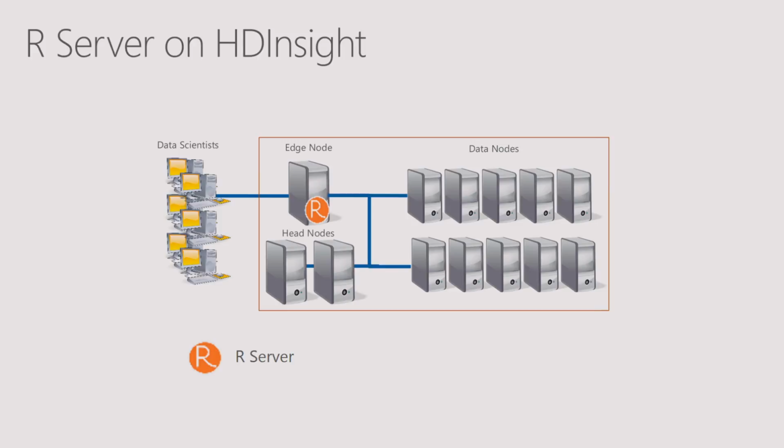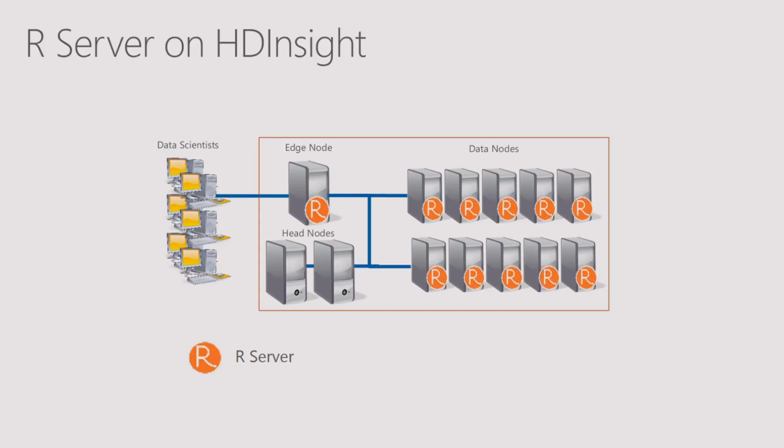On the HDInsight side, when you provision this R Server cluster, what you get is a set of data nodes that will perform the computation, and also head nodes that manage the cluster, and an edge node. The edge node is where R Server launches, and you can connect your preferred development environment to this edge node and run your R scripts on it. If you run on the local compute context, then your R program will run only on the edge node, using whatever number of cores this edge node has.